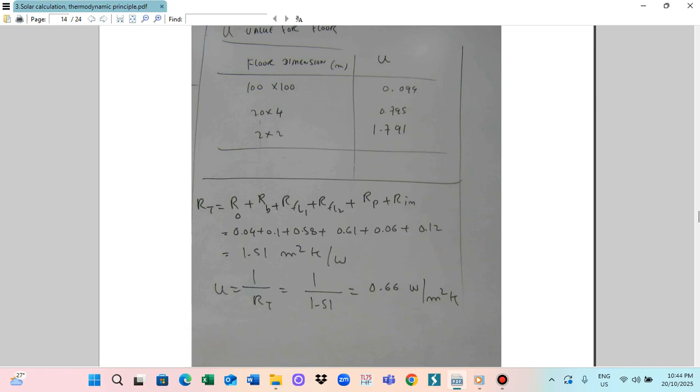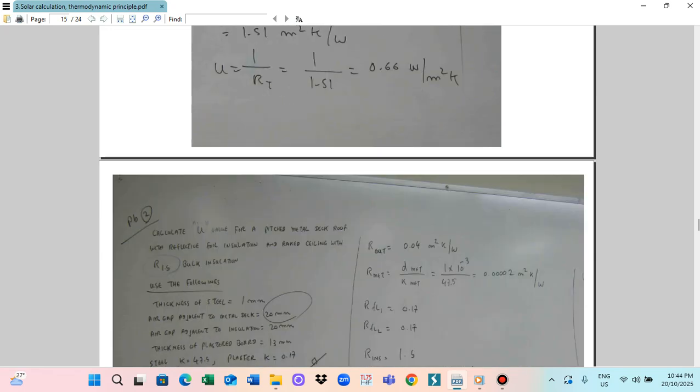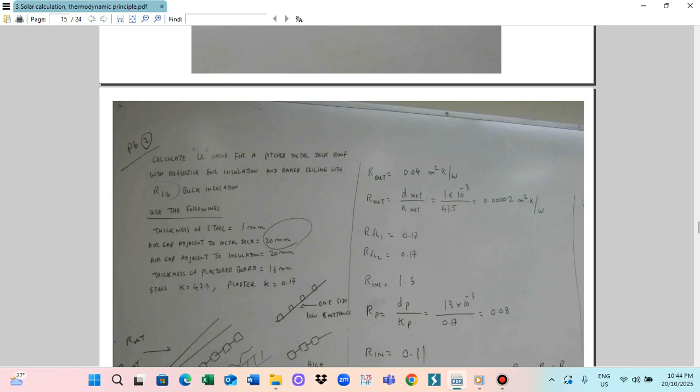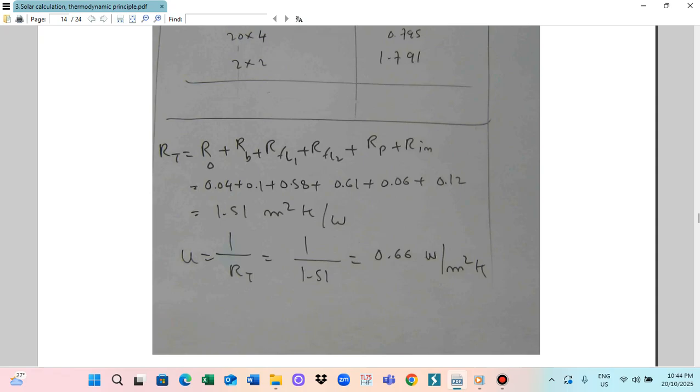So example U value calculation. So firstly you have to find the resistance. Resistance of the bulk material. Resistance means the resistance of the roof surface you have to determine. You have to find the resistance of the pitch roof on the surface. And also we have to add the other systems, and then you have to find that U is equal to 1 by RT. So you have to calculate.